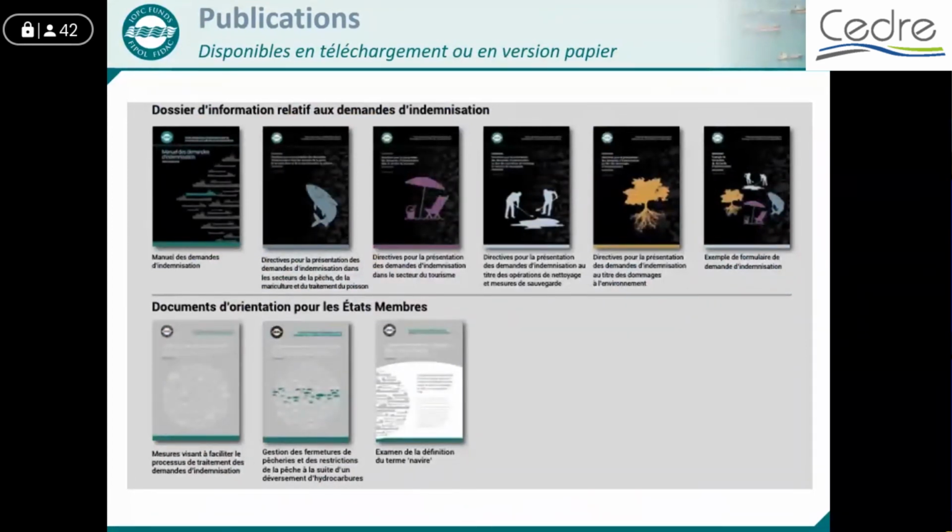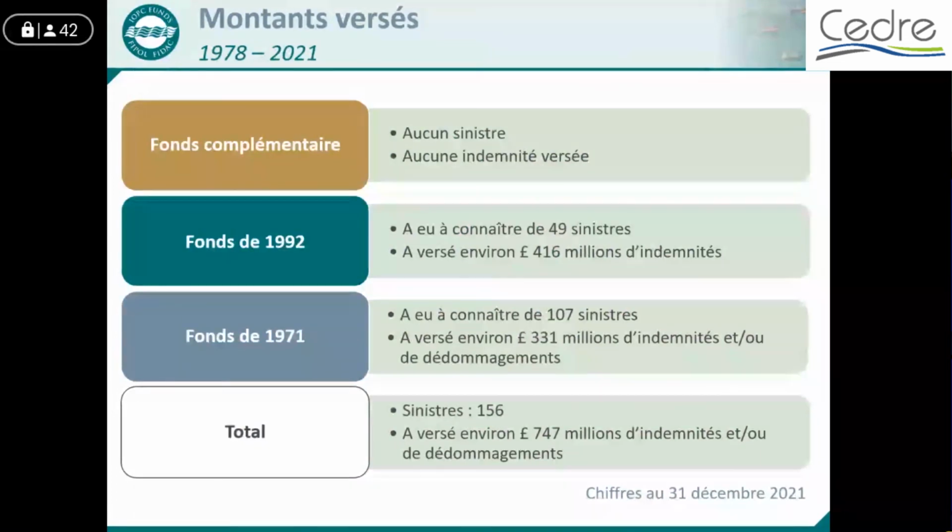And just briefly, over the last few slides, if you go onto our website, you'll find all these documents that can be downloaded in 3 languages, French, English, and Spanish. They explain all the different compensation systems and the claims process. And then there are some documents that are specifically for member states about the advantages of being a member of the IOPC funds, for example.